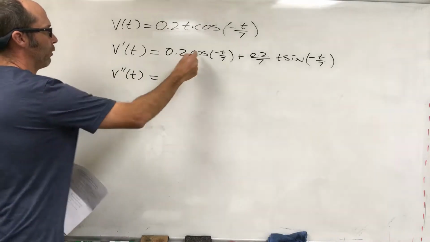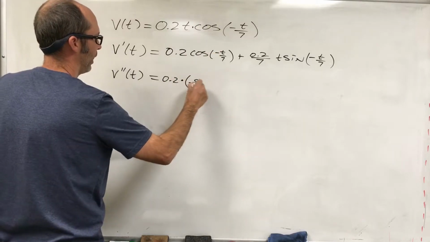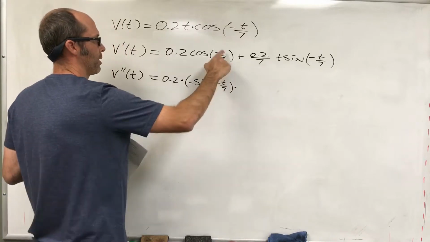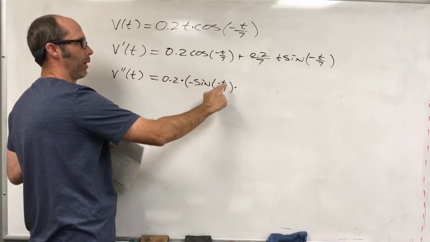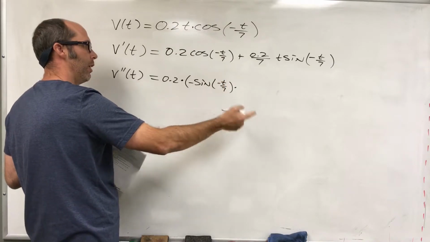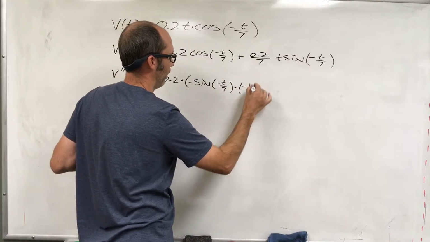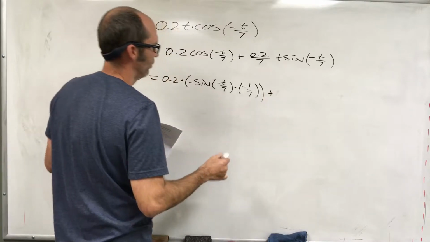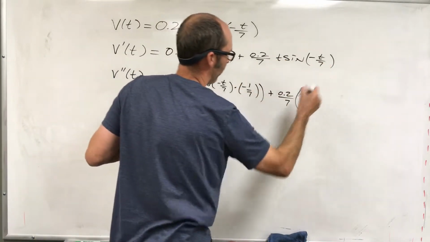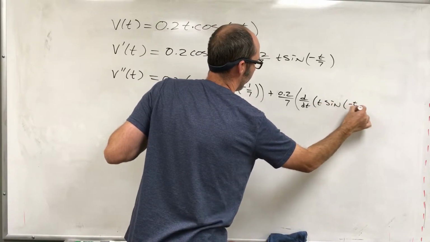All right, so again, the derivative of cosine is negative sine, so we get 0.2 times negative sine. Now the derivative of cosine t is negative sine t, but this isn't a t. It's a negative t over 7. So we treat that as a t, and to get down to here we got to take the derivative of negative t over 7, which is negative 1/7. Okay, I'm going to take the derivative of this piece here, d dt of t sine of negative t over 7.